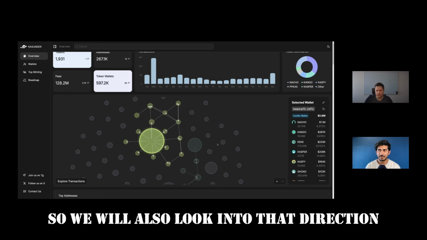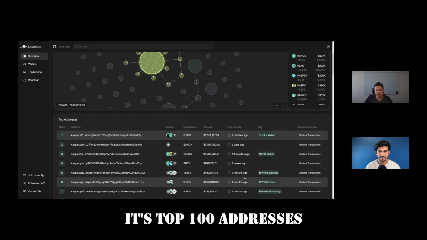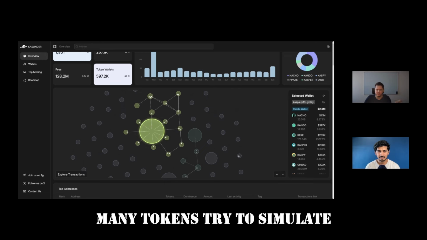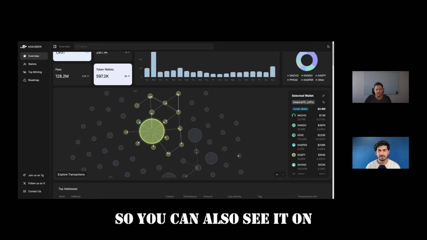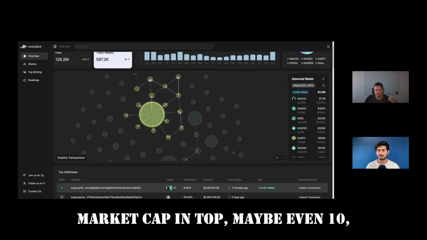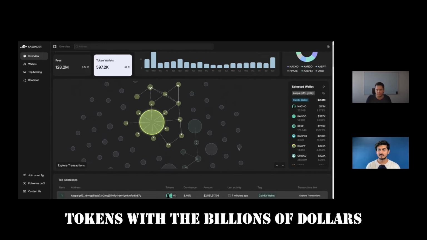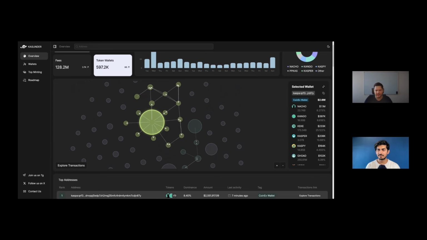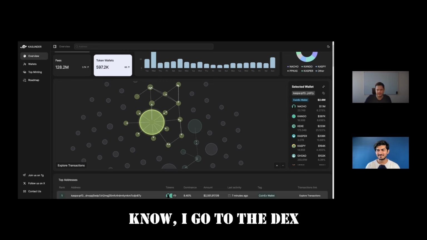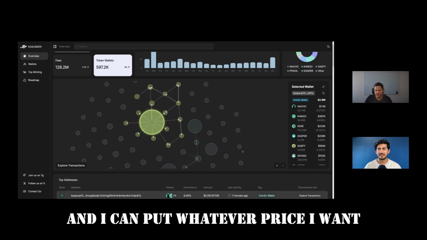So we will also look in that direction because, for example, what we found here, in the list of tokens, it's the top 100 addresses. But the problem is that many tokens try to simulate the market cap. You can also see it on Kas.fyi: if you go there and filter by market cap, in the top 10 maybe, you will not see Nacho or Kango or whatever. It will be some no-name tokens with billions of dollars of market cap. And this is a fake market cap. It's like I go to the DEX and make a few transactions between my wallets, and then I get such a market cap, and I can put whatever price I want.